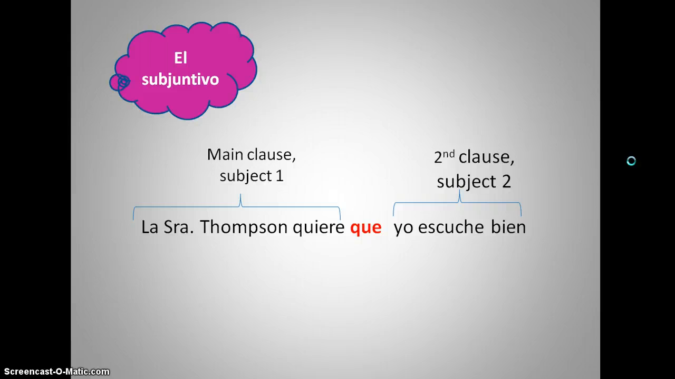So we have two clauses when we're dealing with the subjunctive. The first clause, which is the main clause, has subject one, and you'll notice that in this sentence it's La Señora Thompson. La Señora Thompson wants that I listen well. So the second clause, which is subject two. The first clause contains La Señora Thompson as a subject, and the second clause contains yo as the subject. So we have two different subjects in this sentence, and they're joined by a conjunction word que. So this sentence does qualify for the subjunctive.